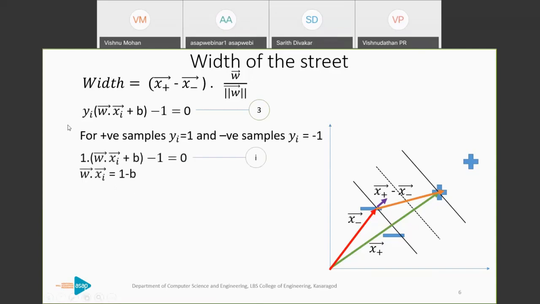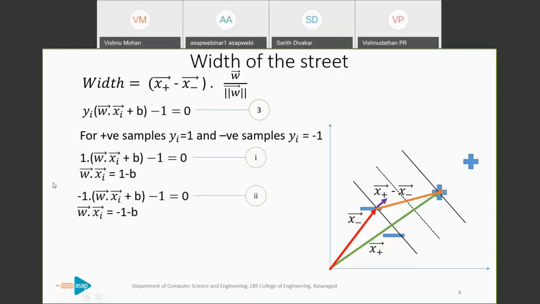So when I substitute yi is equal to 1 for the positive samples in this equation, I'll be getting 1 times (w dot xi plus b) minus 1 is equal to 0. Here you can see this is the constraint. Now you will be getting this expression: w dot xi is equal to 1 minus b. So this is for positive samples.